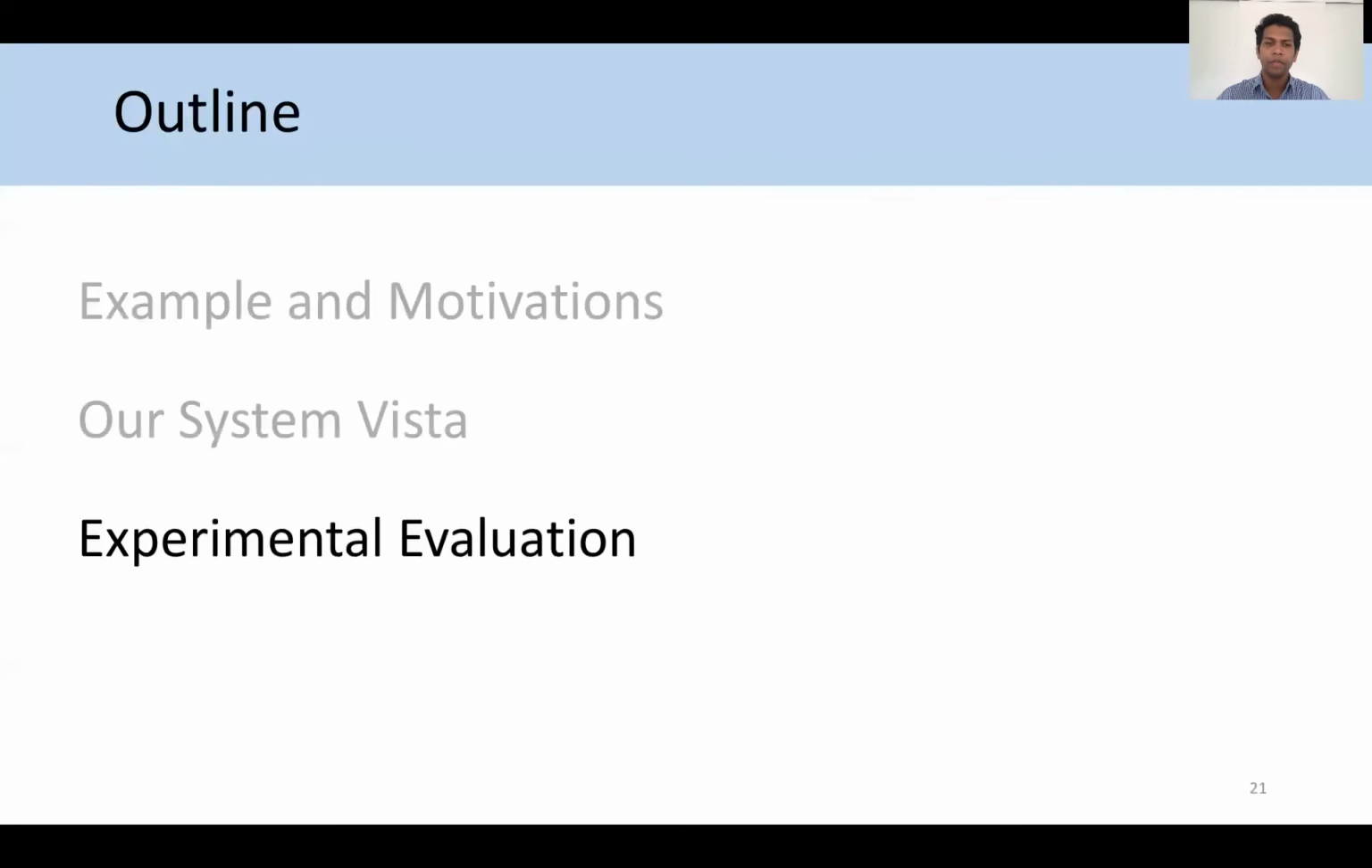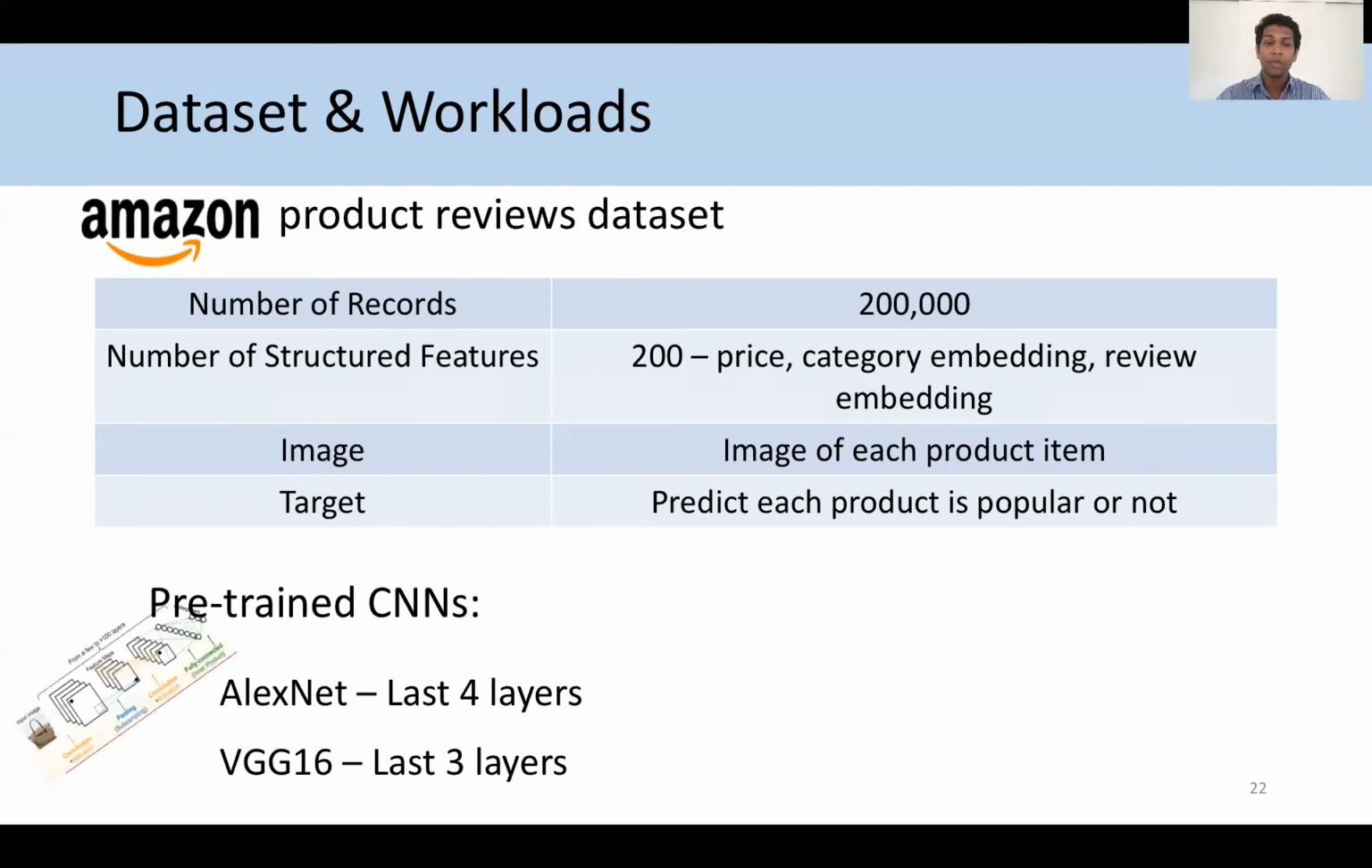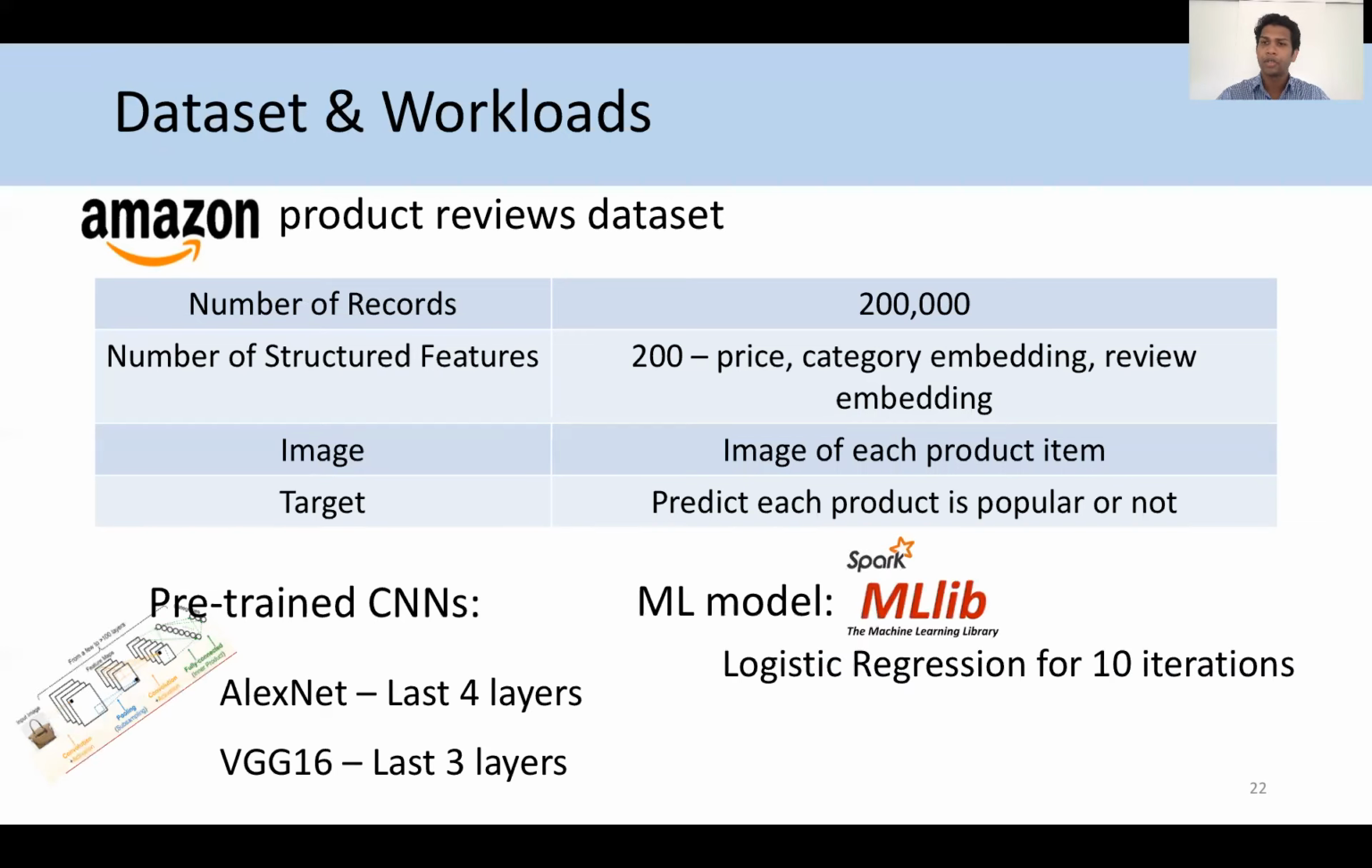Now I'm going to present you some experimental results, and I will focus on a snapshot of experimental results due to time constraints. We used the Amazon product review dataset and selected around 200,000 records. Each record has 200 structured features, and the image is the image of each product. And the target is to predict whether each product will be popular or not. We used two pre-trained CNNs, AlexNet and VGG16, and explore the last 4 layers and last 3 layers correspondingly. As the downstream ML model, we use logistic regression.